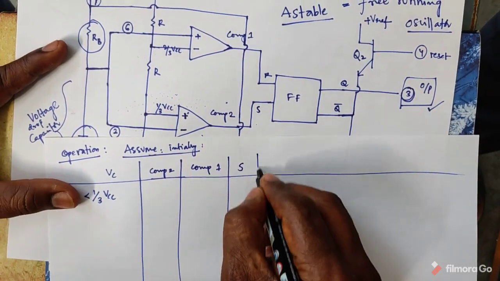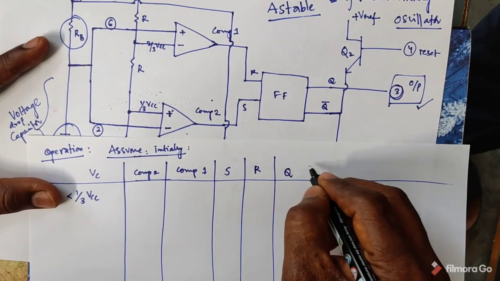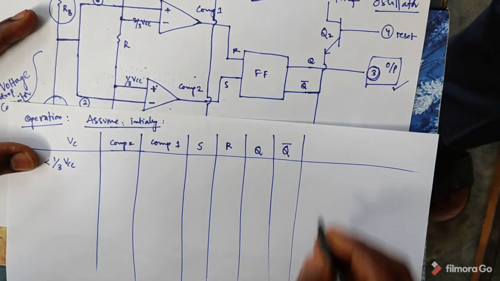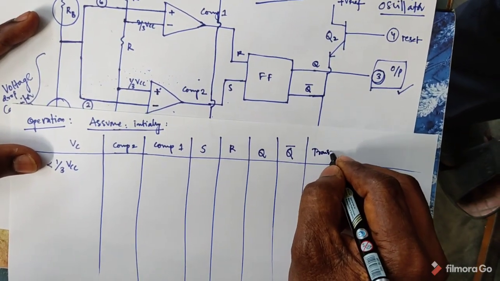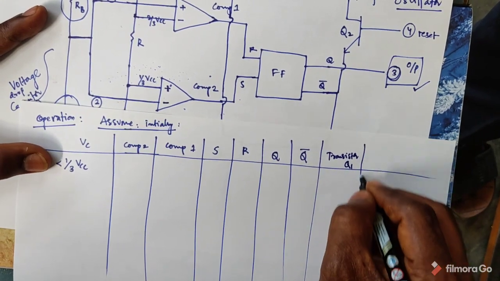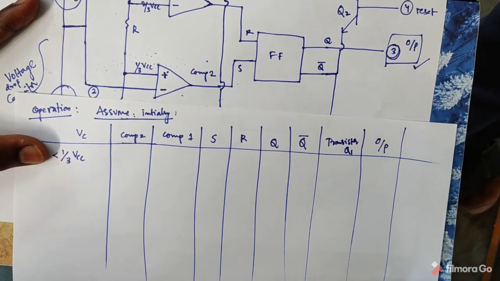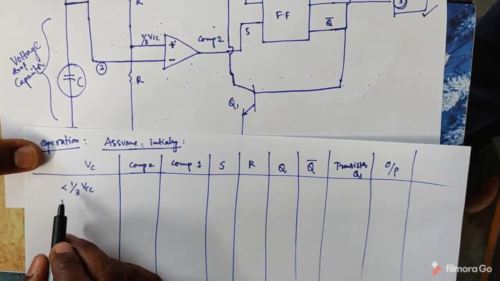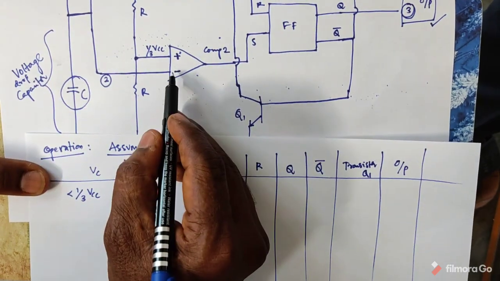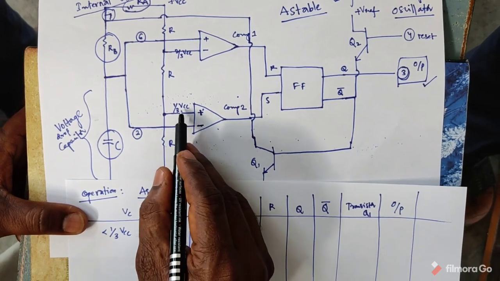Next S, next R, Q, Q bar, next transistor 1, next output. This type of parameters we have to extract. First one is less than 1/3 of VCC. That 1/3 of VCC is connected to negative terminal. Already fixed value for comparator 2 is 1/3 of VCC.